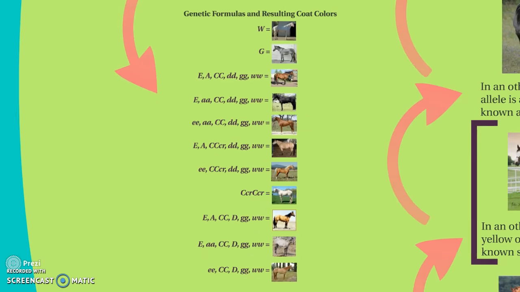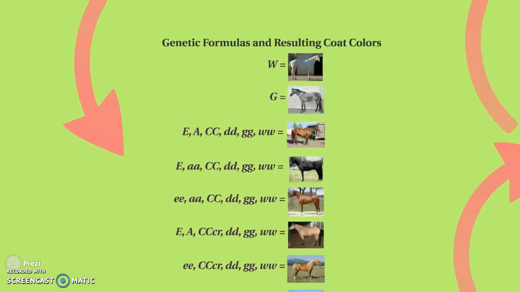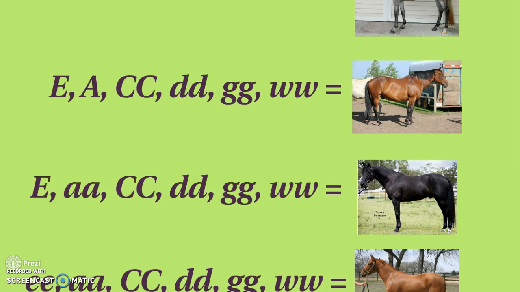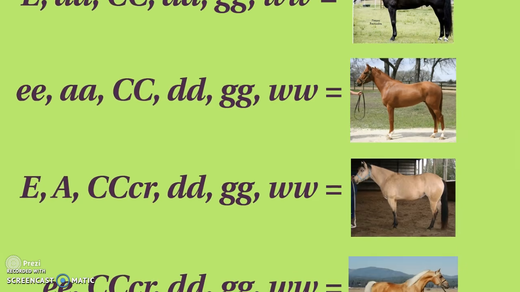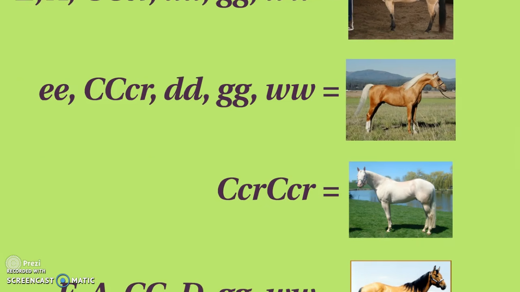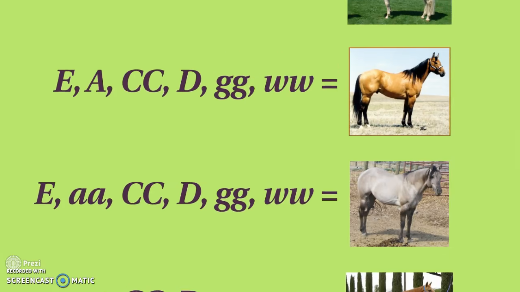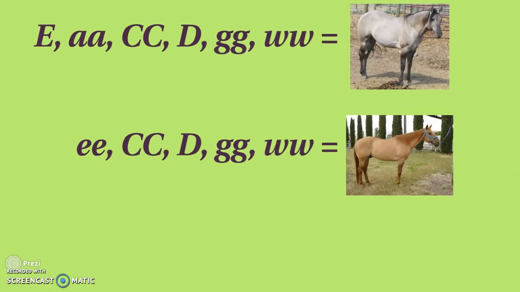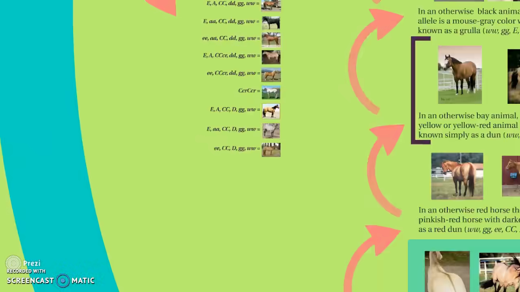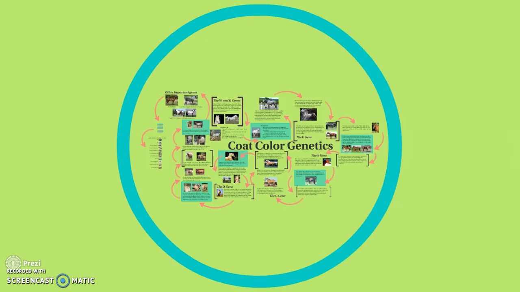Alright, so, again, very quickly, in the last minute or so. W, G, bay horse, black horse, chestnut horse, buckskin horse, palomino, cremello or perlino, dun, grulla, red dun. And so there we are, coat color genetics in very brief terms.